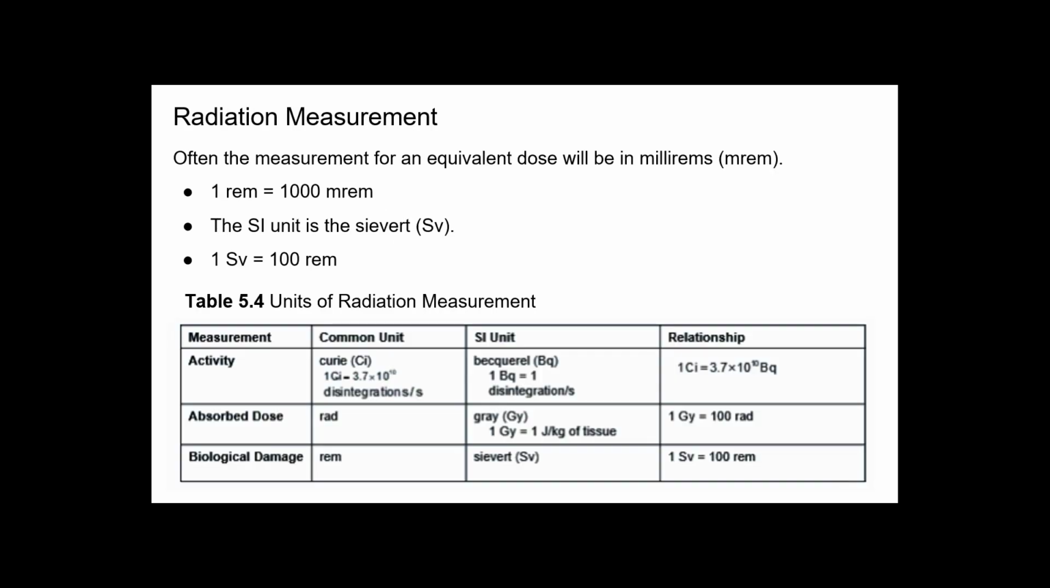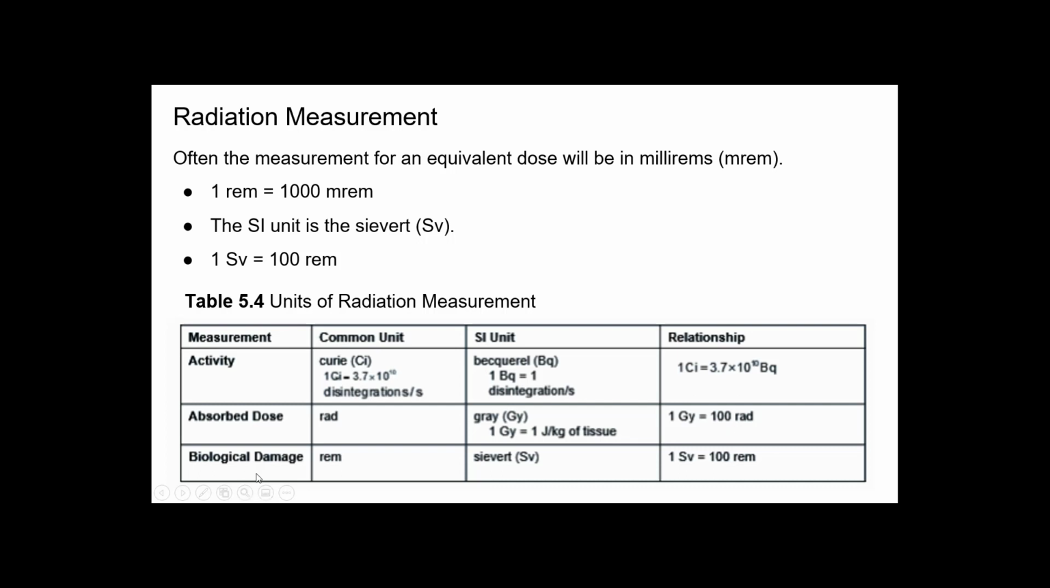All right, so again, I told you activity was going to come up. So the measurement is activity. They tend to call these units activities, so just understand that that's how they're calling it here. Common units, SI units, and then the relationship of how you get from one to the other. Absorbed dose is called rad, and it's in units of gray, and that's equal to 1 joule per kilogram of tissue, and 1 gray is equal to 100 rad.